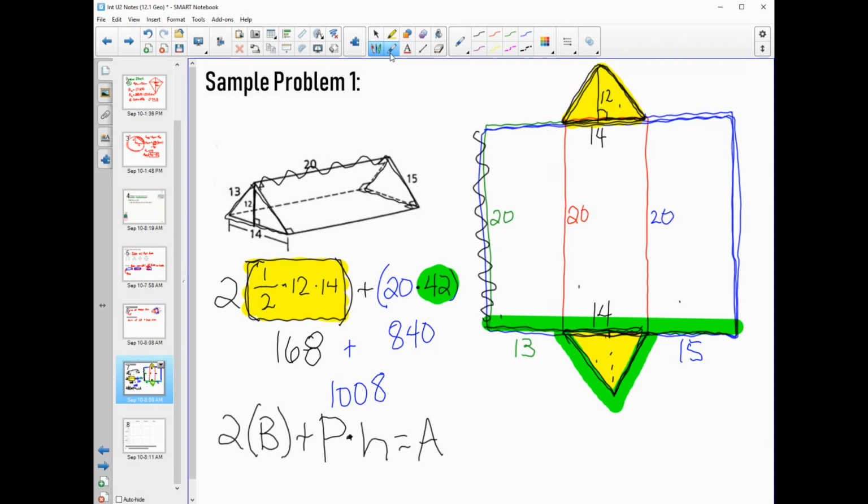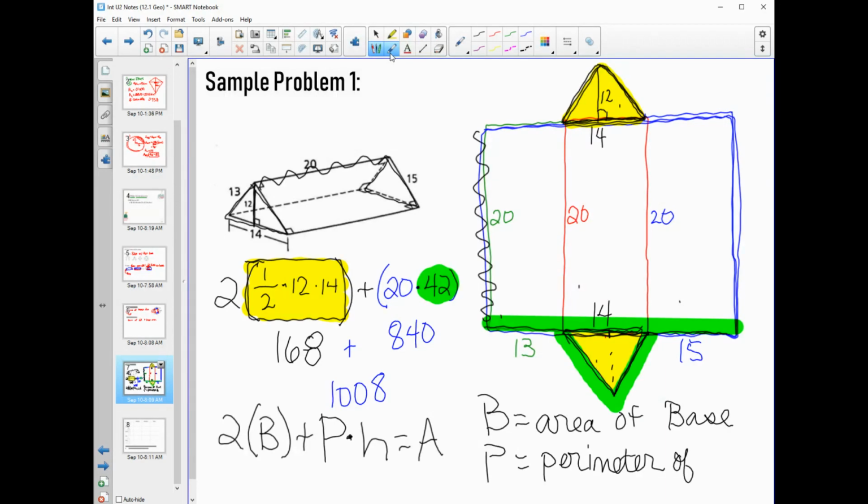So B, capital B, stands for area of the base. Capital P stands for perimeter of base. And that works no matter what shape our base is. So our base could be a square, a triangle, a pentagon, a hexagon, a trapezoid, anything that we know how to find the area of. Our base can be any of those shapes. And eventually it will be a circle.